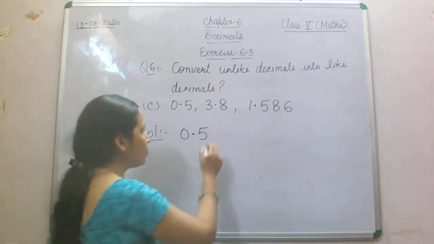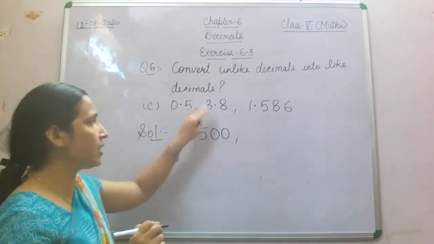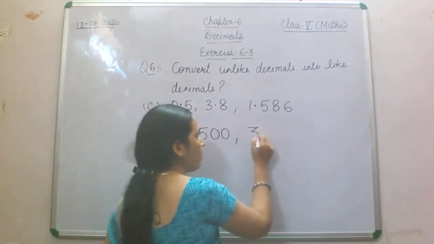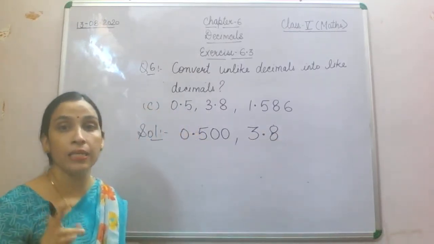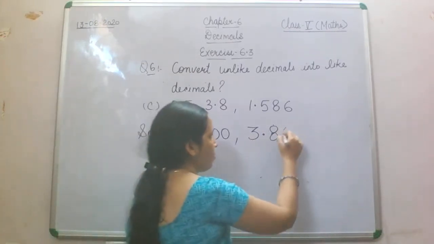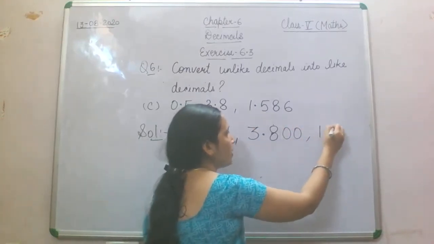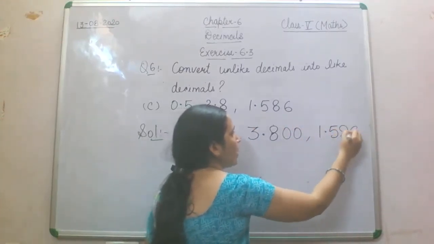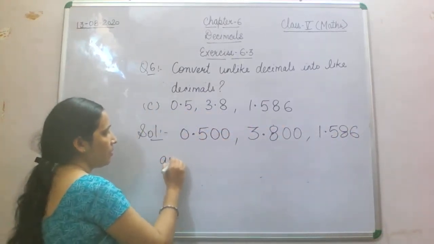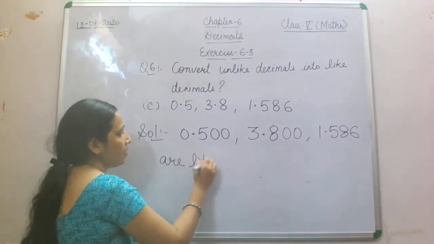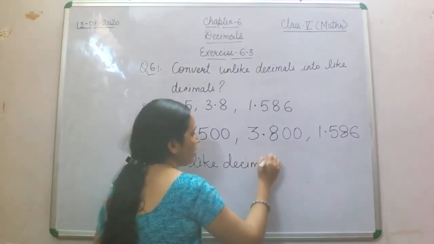You will add 2 zeros. And then we'll come to the next, 3.8. Only 1 decimal place is there. So how many zeros will you add? 2. Yes, 1 and 2. And this number already has 3 decimal places, so we are not going to change this. These are like decimals.